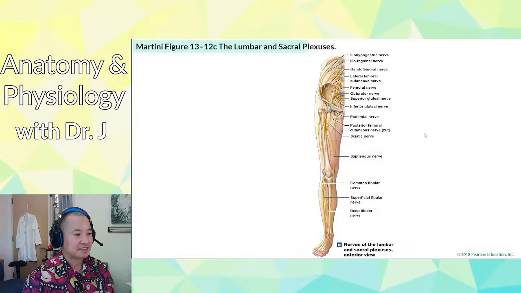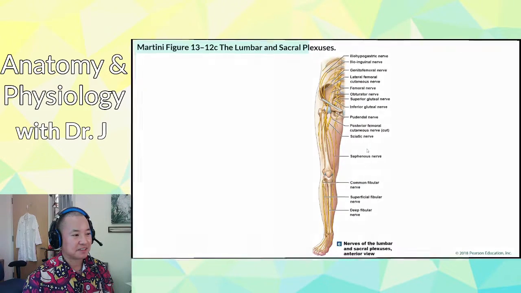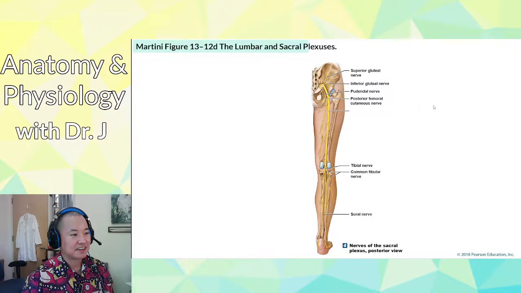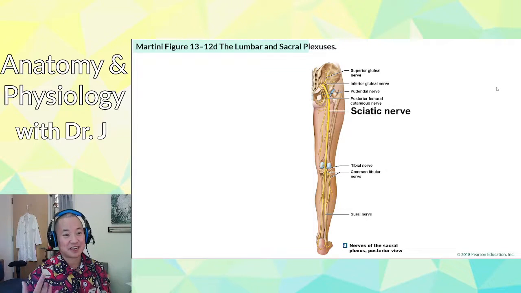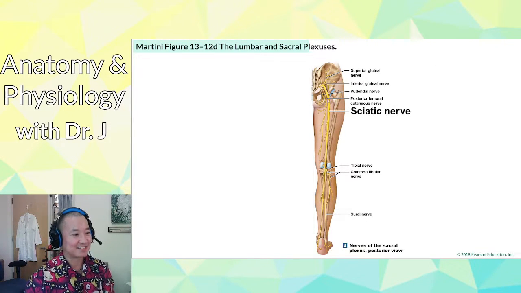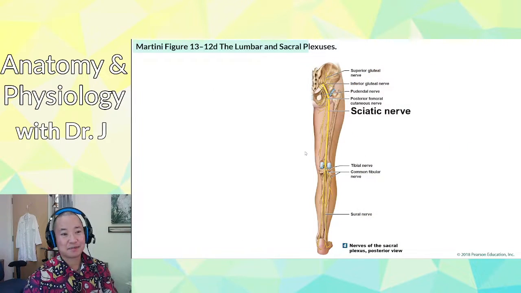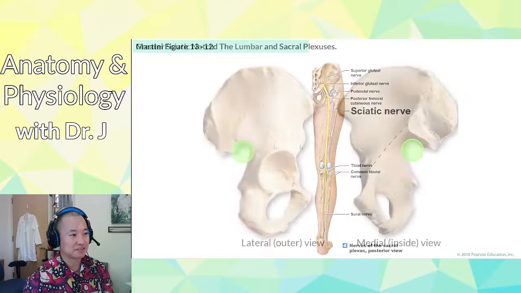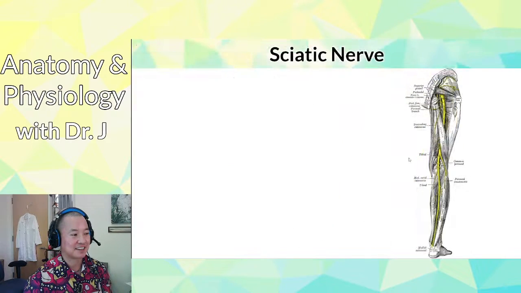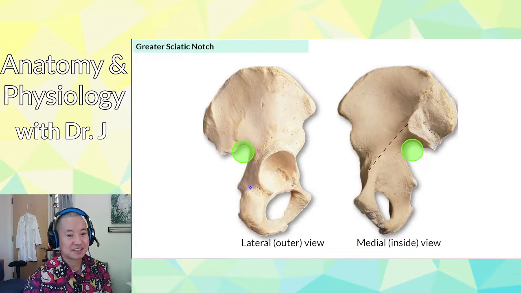Now, here's the anterior, and you can see a whole bunch of them right here. But look at the back right there. And this old thick one, the thickest nerve in your body, is the sciatic nerve. You can't miss it. It's probably the easiest nerve to see. And for a big old thick nerve like that, you need a big old thick passage for it to go through. That's why you have this greater sciatic notch, this huge indentation, because you have this huge nerve and other tissues running through it, but especially that nerve.